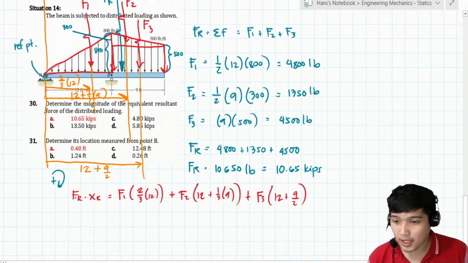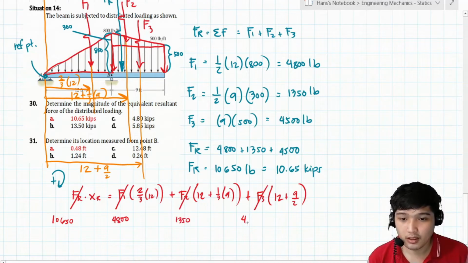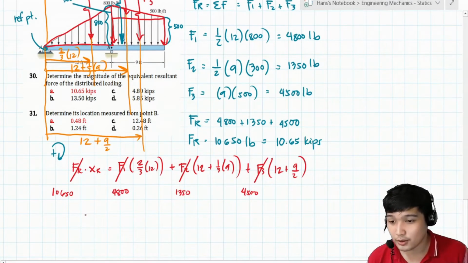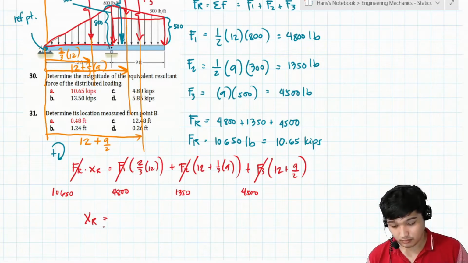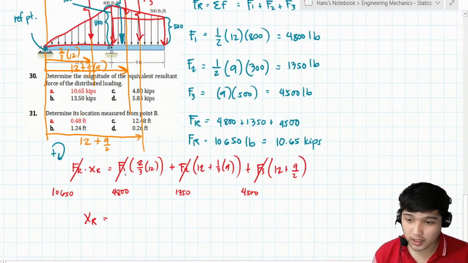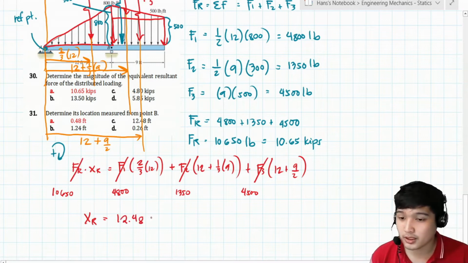Okay, so just simply plug in na lang natin. Hindi ko na siya sulat ulit. So, ito lalagay mo dito is yung 10,650. Ito lagay mo dito for 8. Ito 1,350. And then this one 4,500. So, ang unknown na lang dyan, class, yung XR. So, ilan yung XR na yan, class? Okay, so ang sagot in 2 decimal places is how much? 12.48. And then yung mga units ng distances is naka-fit.